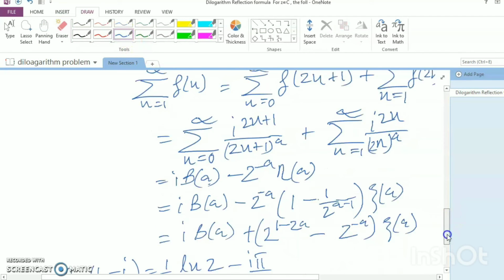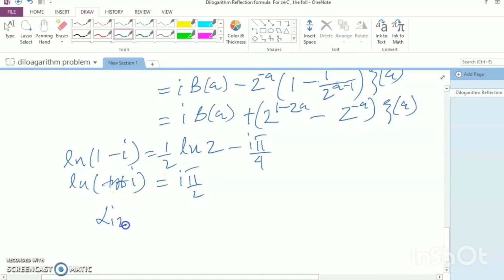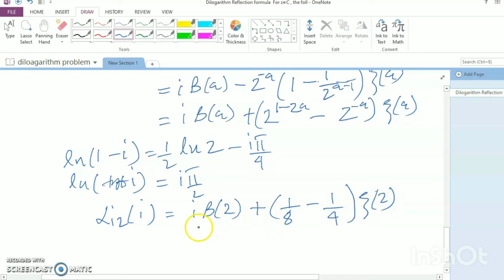So friends, whatever you see, the li 2 i value is i beta 2, beta 2 meaning the Dirichlet beta, and plus 2 to the power, and putting in the value, I get 1 by 8 minus 1 by 4 zeta 2. So I get this li value, and it can be written as minus 1 by 8 zeta 2 plus g i, where beta 2 means g, and g means the constant.